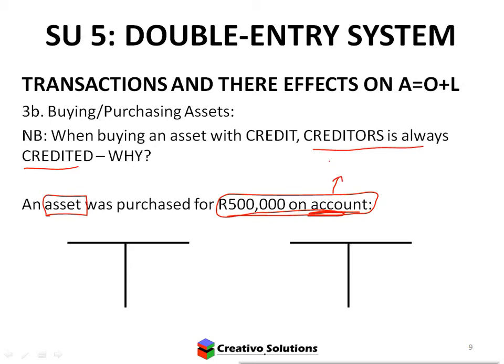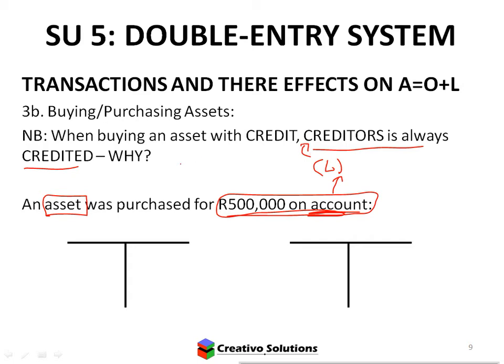On account means I'm owing someone something. That's a liability. Do you agree? Creditors is a liability. If you didn't have that on your list when I asked you to find different accounts, you could have added that to your list. Creditors is a liability. Creditors will have a debit or credit. Well, what is it? It's a liability. So if I'm buying something on credit, am I going to owe more or am I going to owe less?